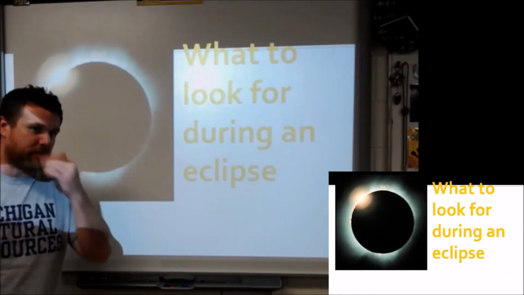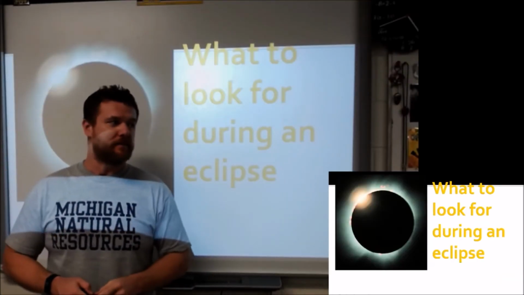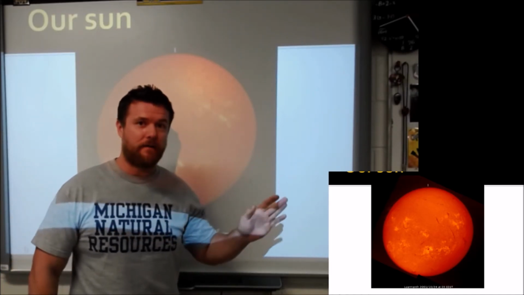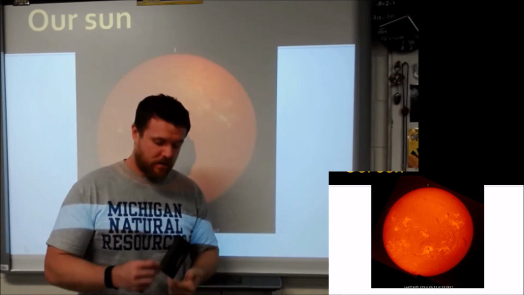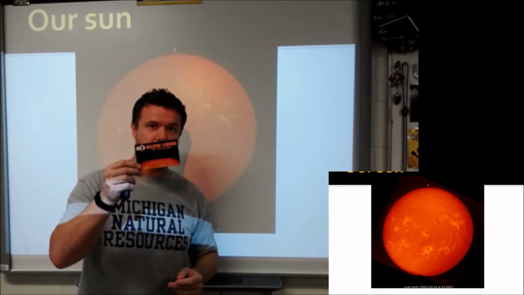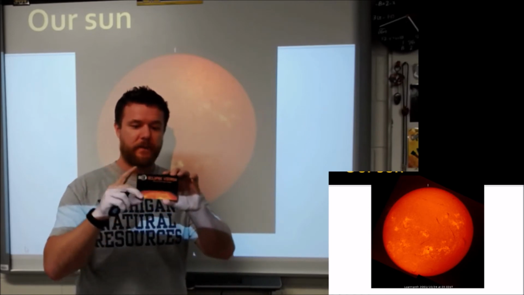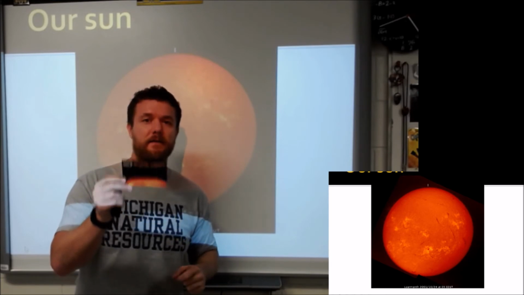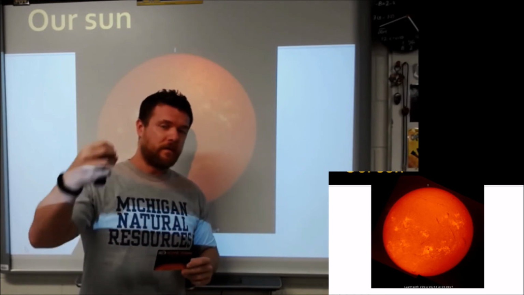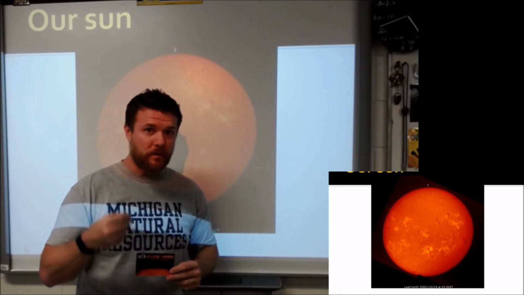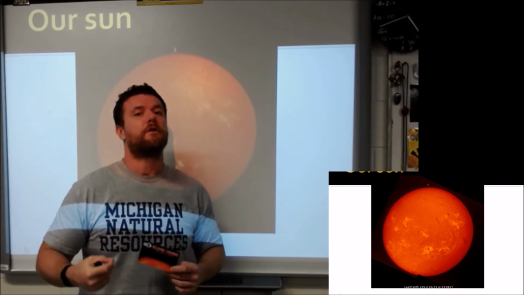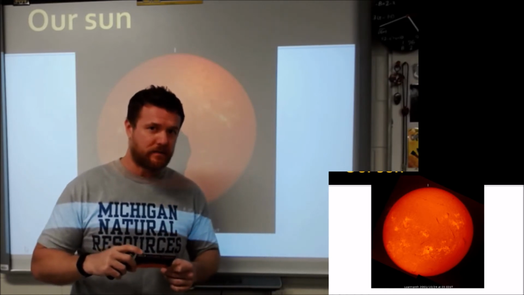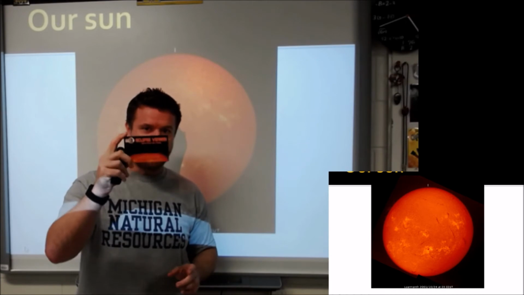What do you want to look for during an eclipse? What are the different stages of an eclipse? One thing that you want to watch out for is the sun. Never look at an eclipse. Ever, ever, ever, ever. Never look at an eclipse unless you have one of these. These are special eclipse viewing glasses that filter out about 99.9% of the light. If you don't do that, the amount of light going into your pupil and hitting your retina will overload your nerves and could end up damaging your nerves and causing you to go blind. Please do not look at the sun unless you have one of these.